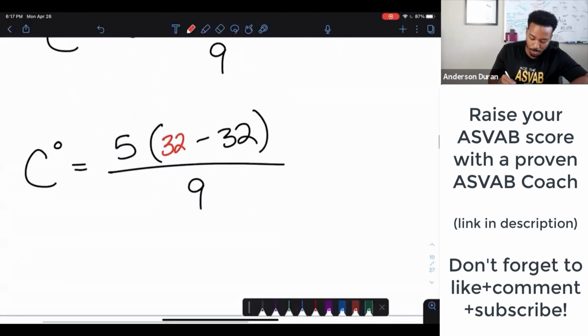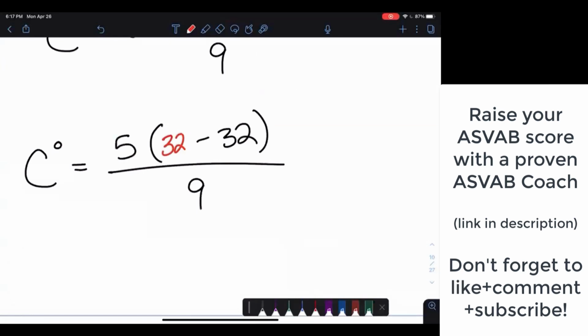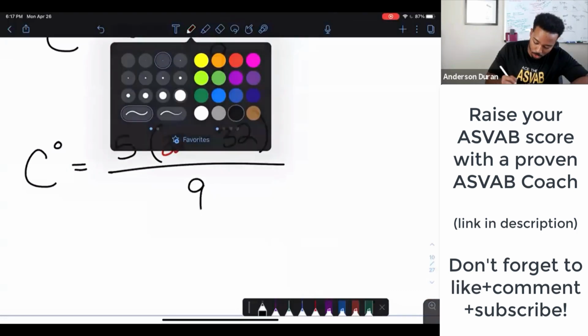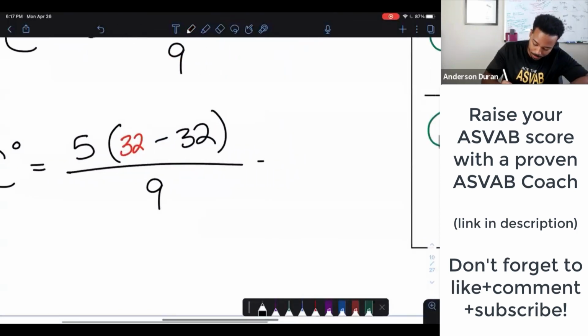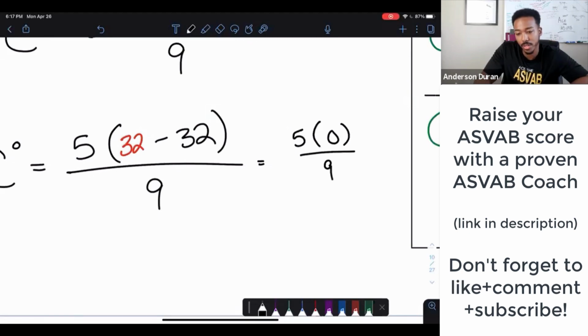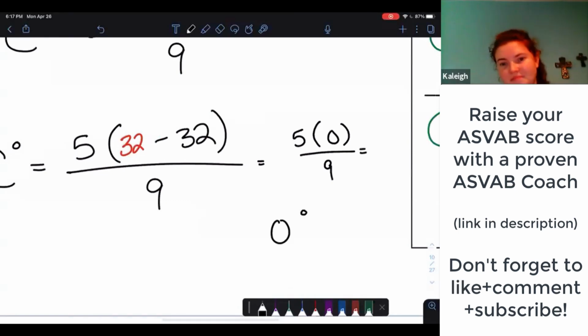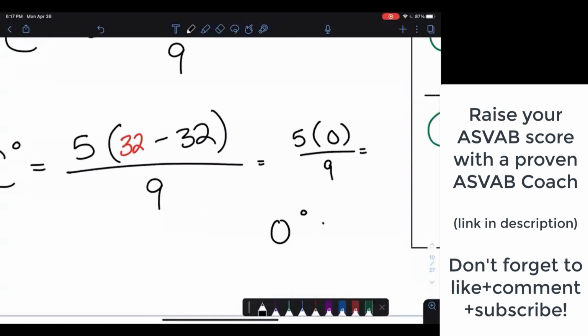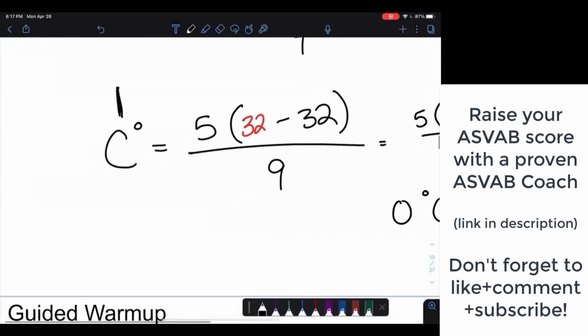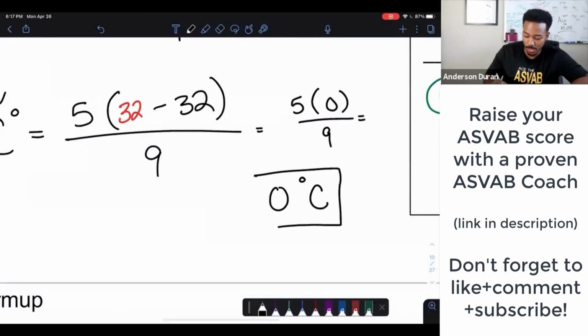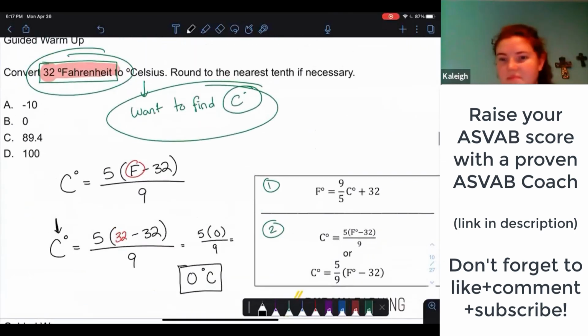Everybody, 32 minus 32, what is that going to give me? You can use the mic if you'd like to. 0. All right, 0. Cool. So let me go ahead and just rewrite it so that way we have more space here. So 5 times, now we have 0. All right, and 5 times 0 is? 0. 0 divided by 9 is? 0. So our answer is 0 degrees what? Celsius. We were looking for Celsius there. And so we have 0 degrees Celsius, and we are done.